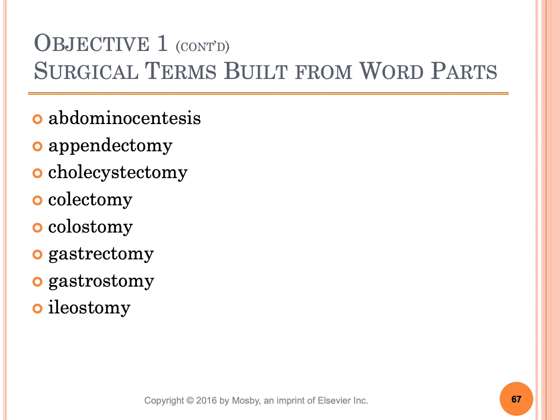An ileostomy, again, similar to colostomy, but now we're advancing a part of the ileum, which is the small intestine, through the abdominal wall instead of the colon. And then jejunostomy, the same, bringing the jejunum of the small intestine up through the abdominal wall. And then lastly, laparotomy, which would be an incision into the abdomen.